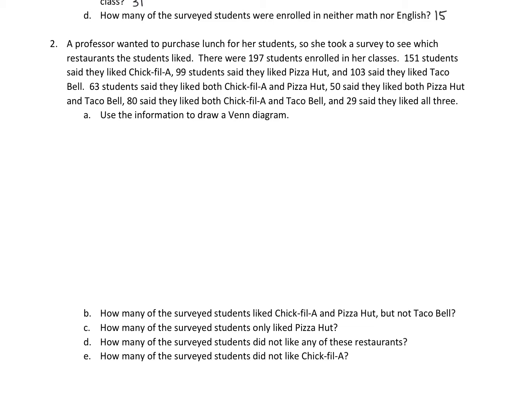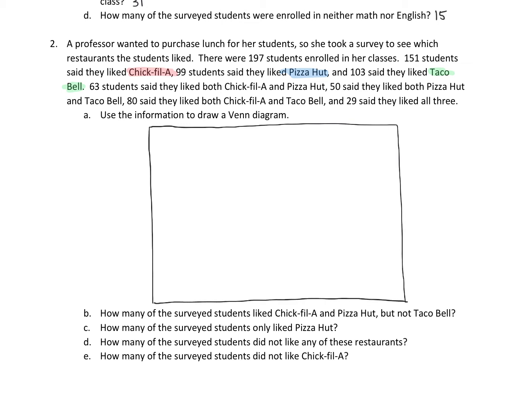So at the very end it said all three. And that's kind of the key. If it didn't say that, then you would just look and see how many different options there are. So Chick-fil-A is an option, Pizza Hut is an option, and then Taco Bell is an option. So you can see there are three categories. So in this case, we would draw a Venn diagram that contains three circles. One circle for each set. And in this case, one circle for each restaurant.